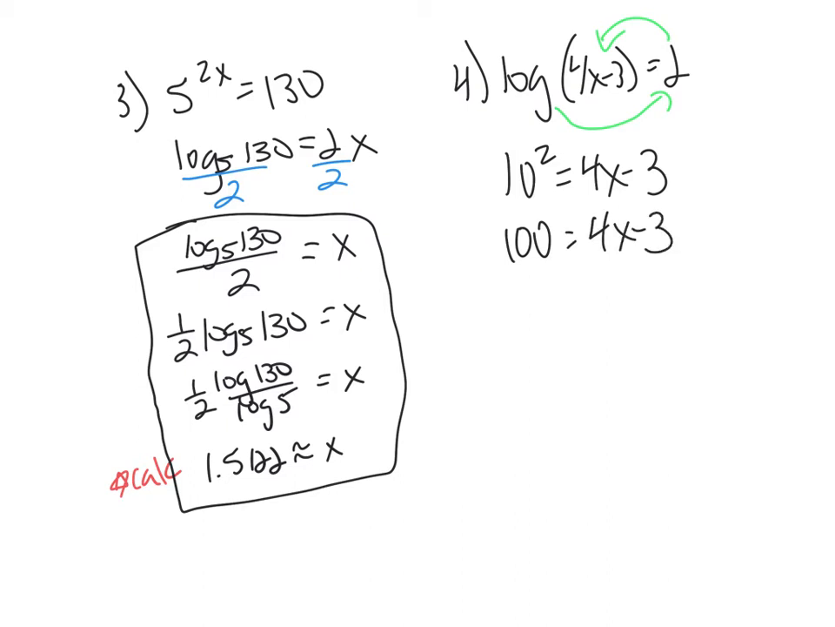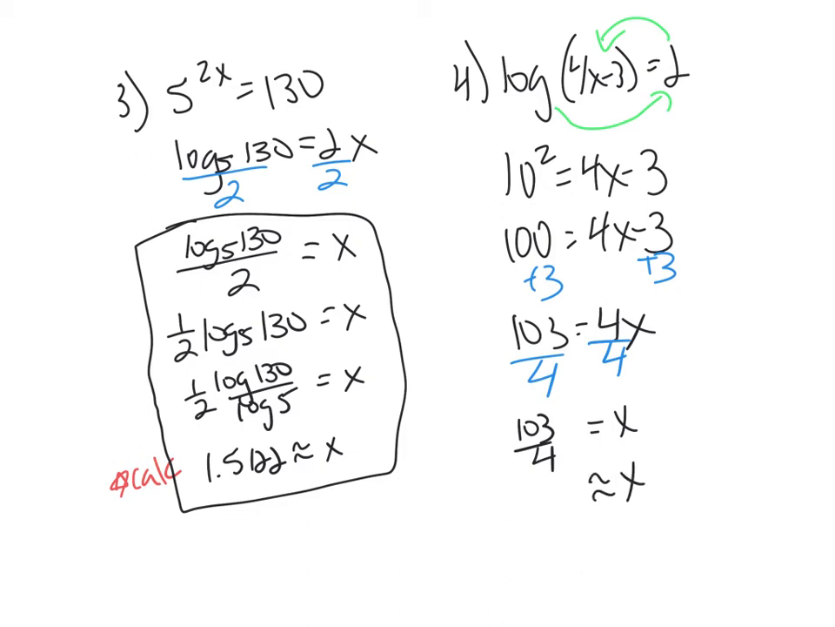And now we just have a linear equation. Solve for x, add 3. Divide by 4. And we end up with 103 over 4. Again, if you were to put that in the calculator, you should get the answer of about 25.75. So again, another way to check your answer, you can graph left side, graph right side, and find the intersection point.